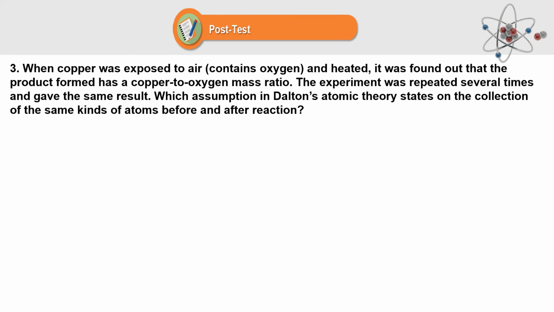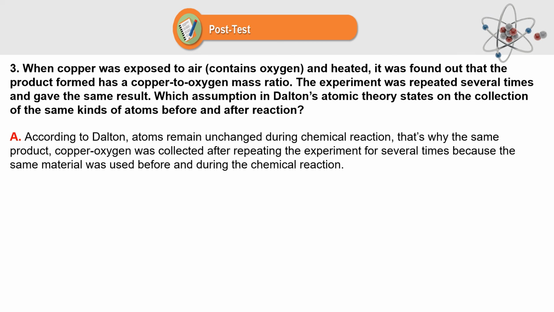Number 3. When copper was exposed to air that contains oxygen and heated, it was found out that the product formed has a copper to oxygen mass ratio. The experiment was repeated several times and gave the same result. Which assumption in Dalton's atomic theory states the collection of the same kinds of atoms before and after reaction? A. According to Dalton, atoms remain unchanged during chemical reaction. That's why the same product, copper-oxygen, was collected after repeating the experiment several times, because the same material was used before and during the chemical reaction.